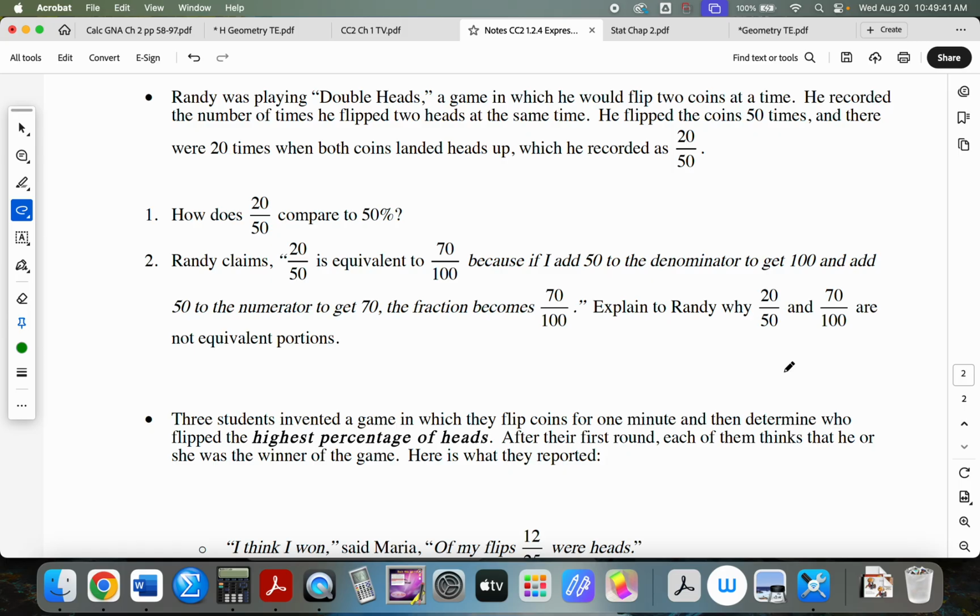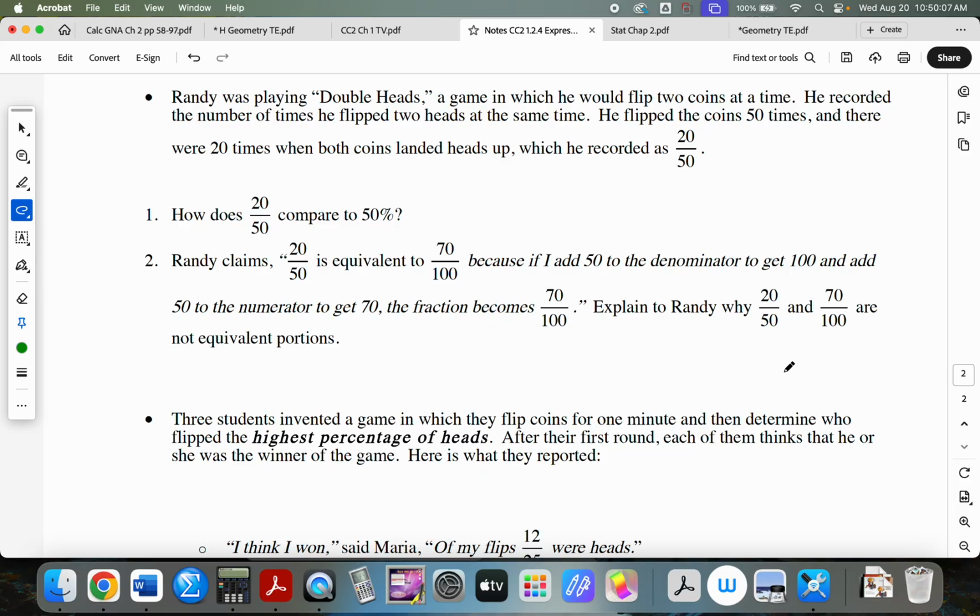Randy was playing double heads. It's a real game. It's not something that somebody made up. It's a game in which he flipped 2 coins at the same time. He recorded the number of times he flipped 2 heads at the same time. He flipped the coin 50 times, and there were 20 times when both coins landed heads up, which he recorded as 20 out of 50.